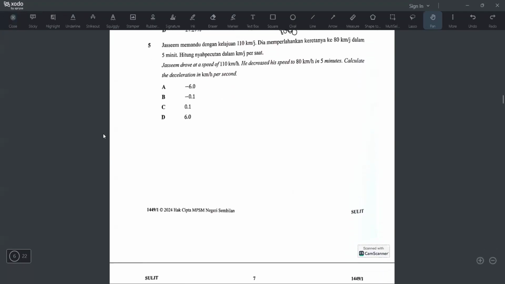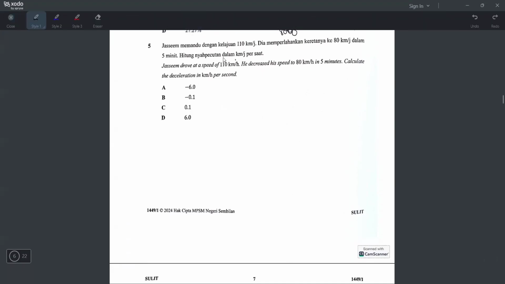Okay, let's continue with number 5. Let's read the question. Jasrin drove at a speed of 110 kilometers per hour. This is the speed. He decreased his speed to 80 kilometers per hour in 5 minutes, right? So the speed decreased. Calculate the deceleration in kilometers per hour per second.